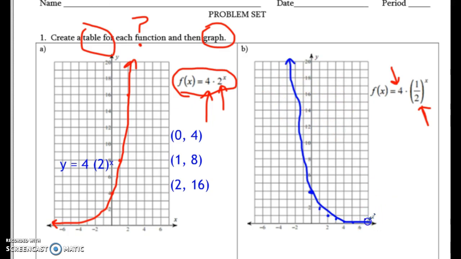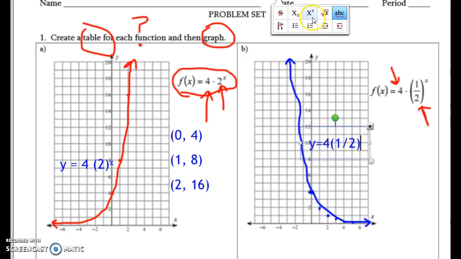We put arrows at the ends to represent that it extends infinitely in both directions. We'll put a label to make sure people know what the heck we're talking about. Y equals 4 times 1/2 to the power of x.